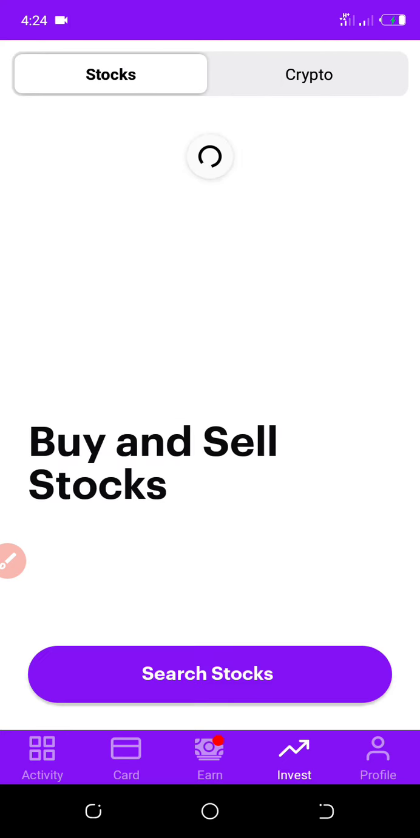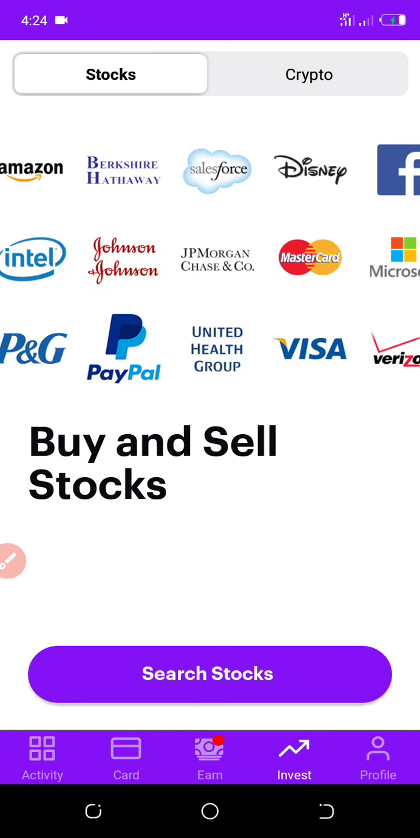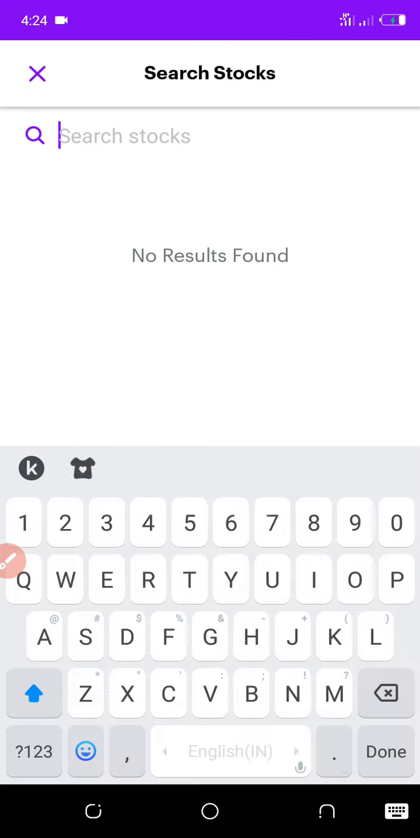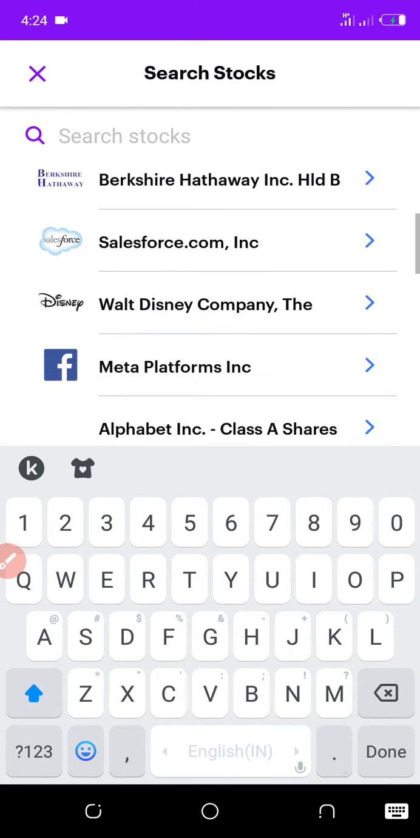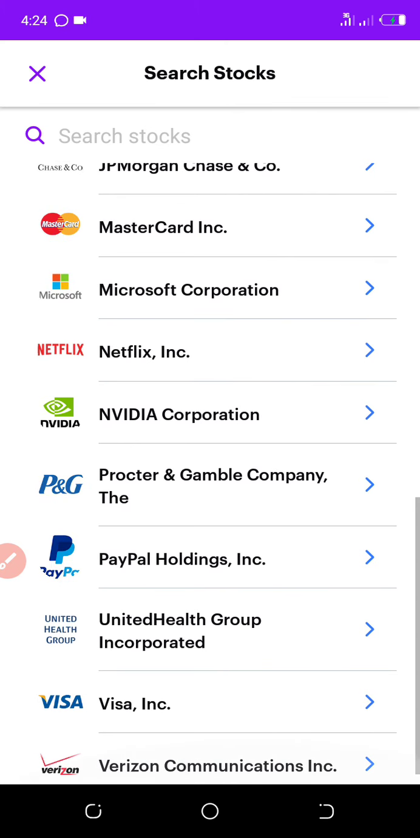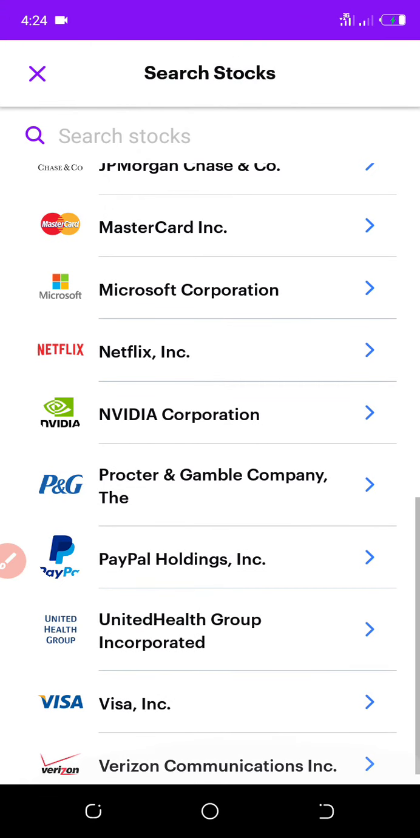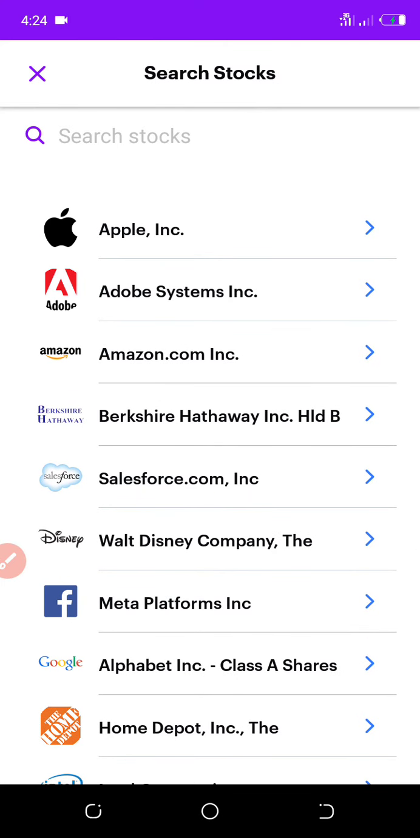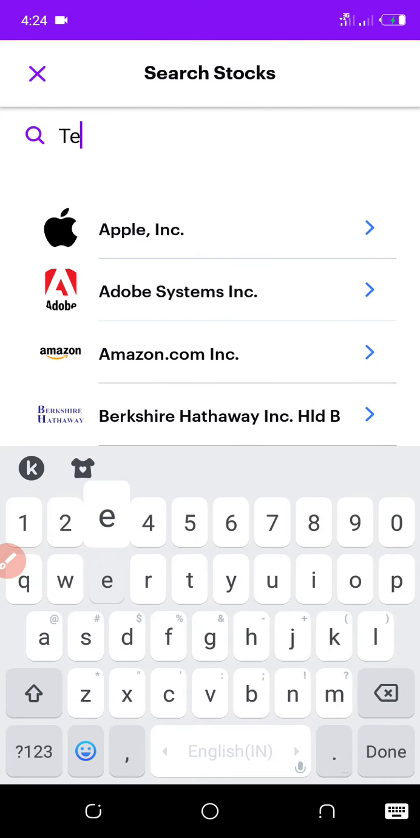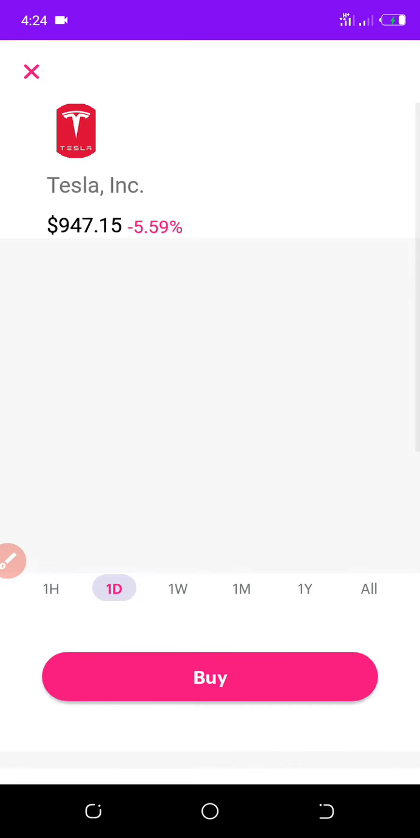So these are the stocks. You can click on search stocks. These are the stocks above: Tesla, Mastercard, Visa. So click on search stocks for the stock you want. I think my first stock to buy in life was Tesla, and I used Cheaper Cash to buy the stock. So let me see if I can get it. Tesla, that's the stock I had bought.